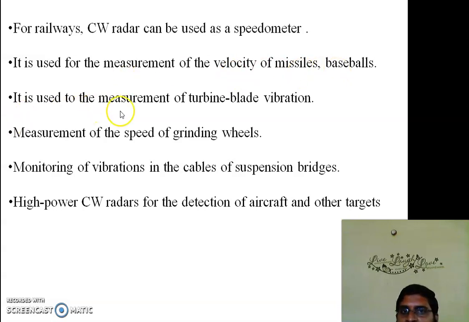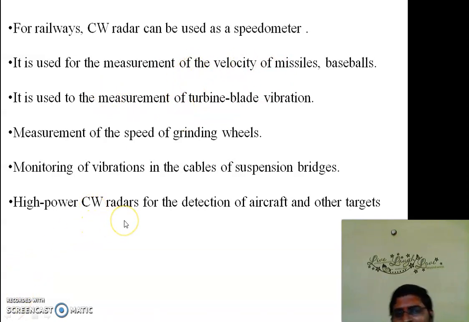It is used for measurement of turbine blade vibrations, measurement of the speed of grinding wheels, and monitoring of vibrations in cables of suspension bridges. High power CW radars are used for the detection of aircraft and other targets. These are some simple applications of CW radar.